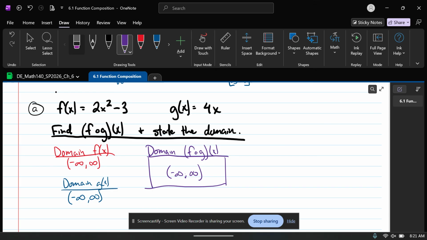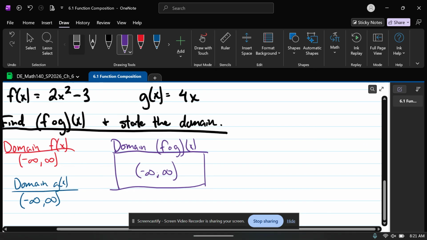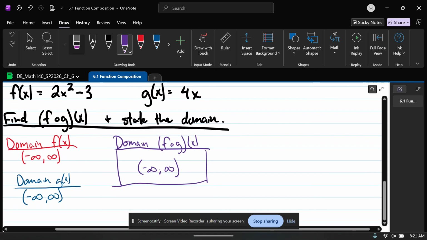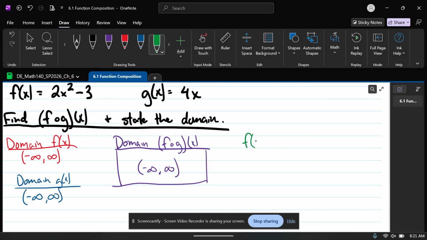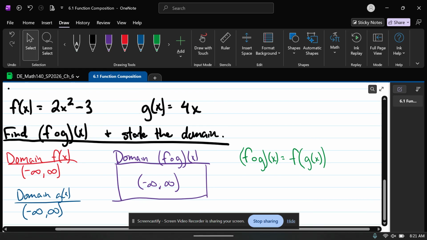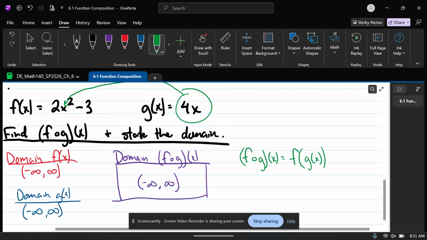Now let's do the actual composition. So doing the composition, we're taking f composed with g of x. So I'm going to write out the notation. F composed with g of x means take the g of x function, put it in for x in the f of x function. So we're taking this thing and putting it in there for x. That's all that means.